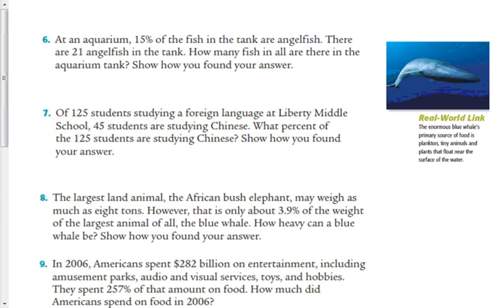So let's set up our proportion. We know it's a percent, and that goes out of 100, so our 15 goes over 100. Now we have to think about the number 21. Is that part or whole? 15% of the tank are angelfish. There are 21 angelfish in the tank. So that's part of the whole amount of fish in the tank. So you have to think about that a little bit. So 21 out of all the fish, and maybe you want to use f for fish or whatever there.